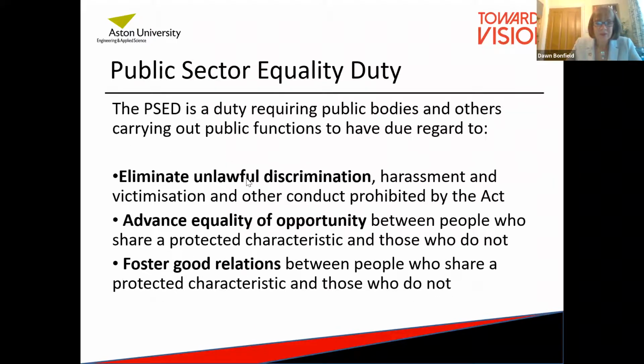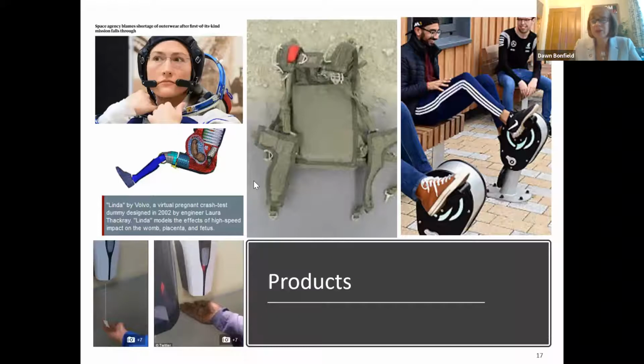So that's what I've just spoken about. What I'm going to do now is show you a few slides of some of the examples of where things go wrong, just to get the idea of what non-inclusive engineering can look like, for example.